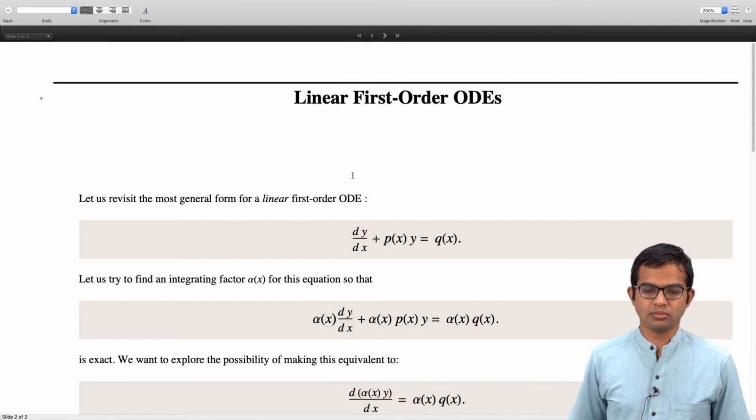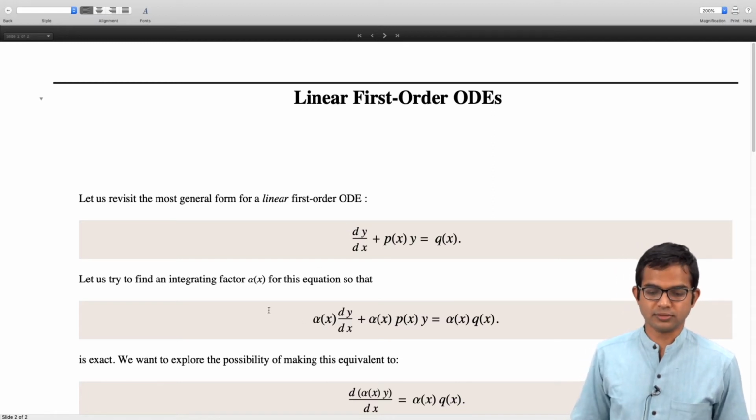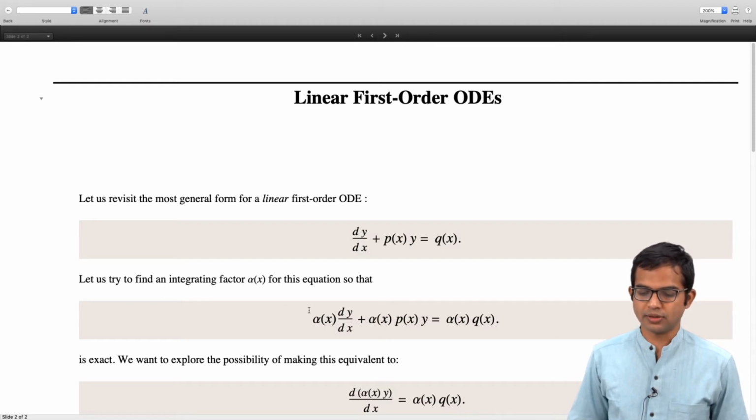Okay, so the most general first order linear ODE is of this form: dy by dx plus p of x times y is equal to q of x, right? So suppose we want to find an integrating factor for this differential equation. What it means is we want to be able to multiply by some function alpha of x throughout, and so the left hand side must become an exact differential, right?